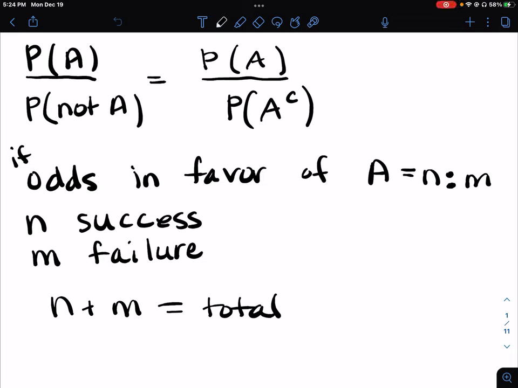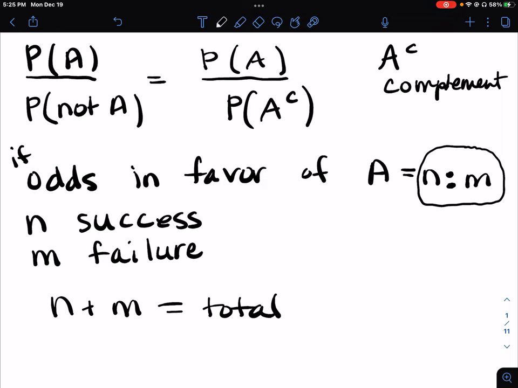Okay, the probability of A over the probability of not A, with this C here, is the same thing as called the complement, which means the opposite. Okay, odds, like at a casino or gambling. Odds in favor of A are written like this. The first number is success if it says odds in favor, and the second number is failure. So that means the number of successes plus the number of failures is the total.